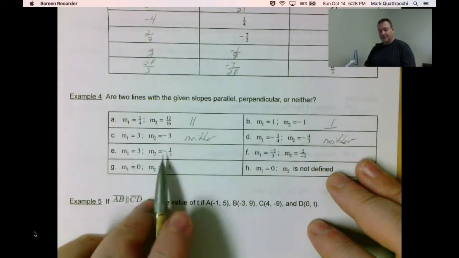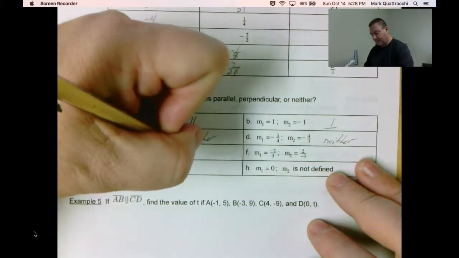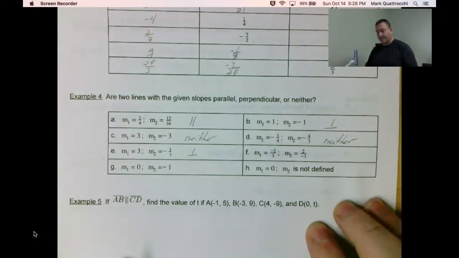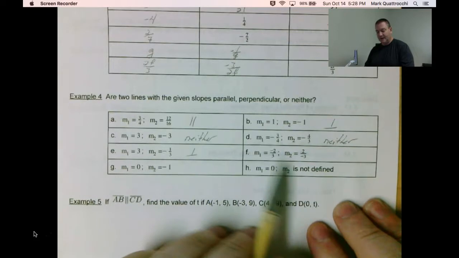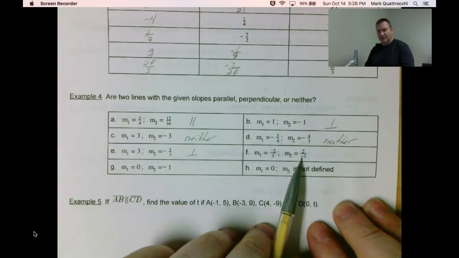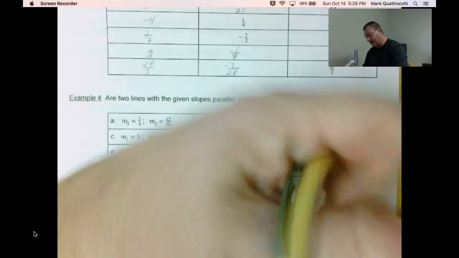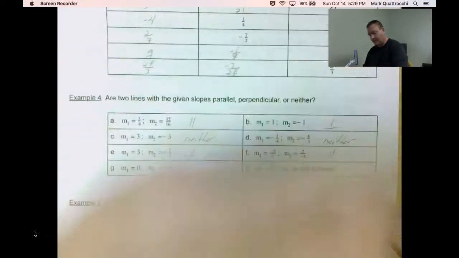These are reciprocals, and one's positive, one's negative. Perpendicular. Just because the negative moved from the top to the bottom does not make these reciprocals, and it doesn't make them negative to each other. These are actually the same. Therefore, they're parallel.